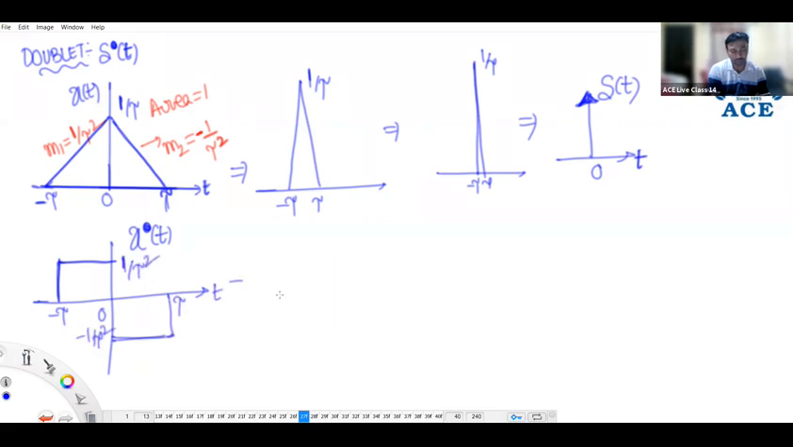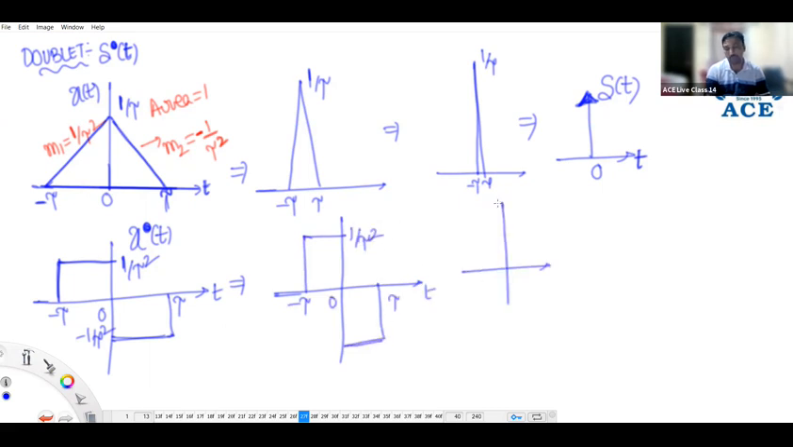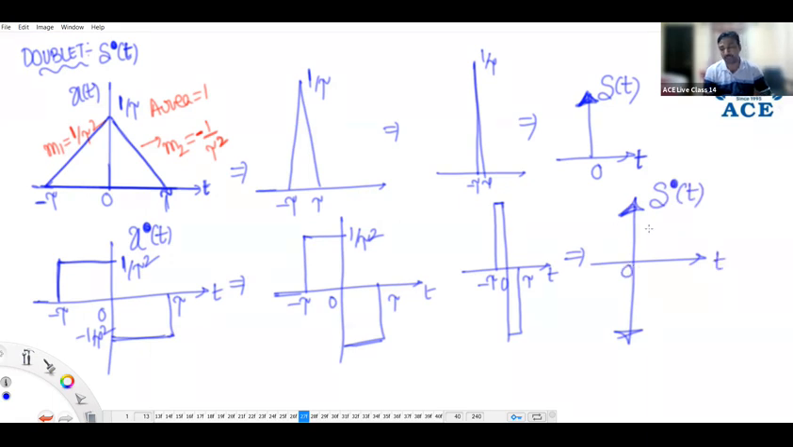Try to do the same approximation here also. Go on, reduce the width of the time axis. Height will grow. For a negligible time, this graph is approaching an impulse shape. The upper one is a positive impulse, the lower one is a negative impulse. They cancel each other. This is the mathematical representation of doublet.